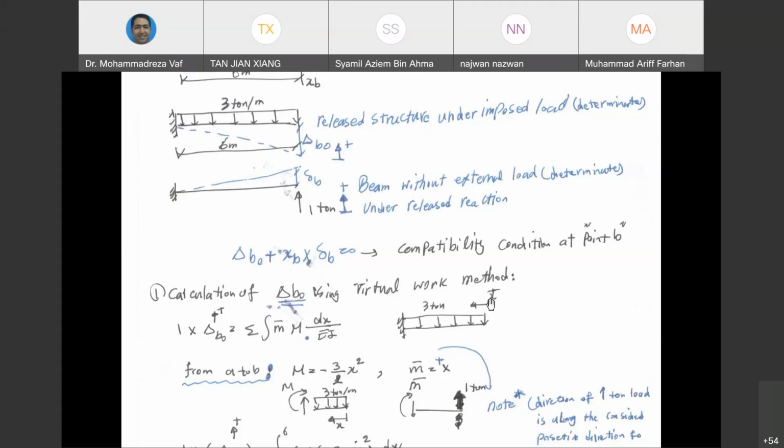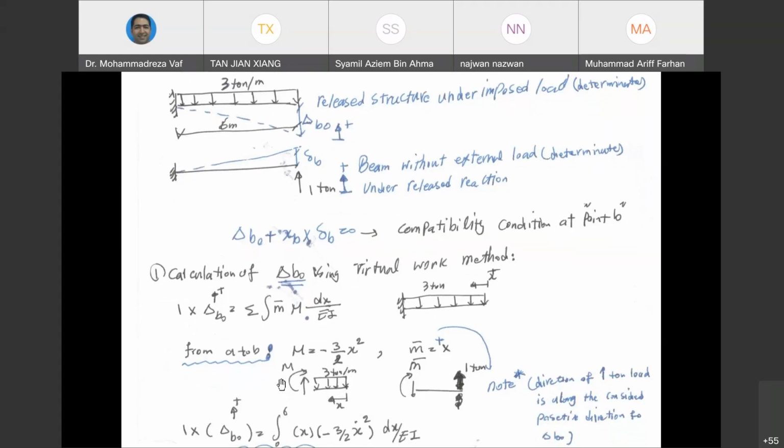So you can see that the origin of X is here. You cut it from here, like the one that you see, and you can calculate the bending moment. It's going to be negative 1.5 x to the power 2. Okay, so this is the M.